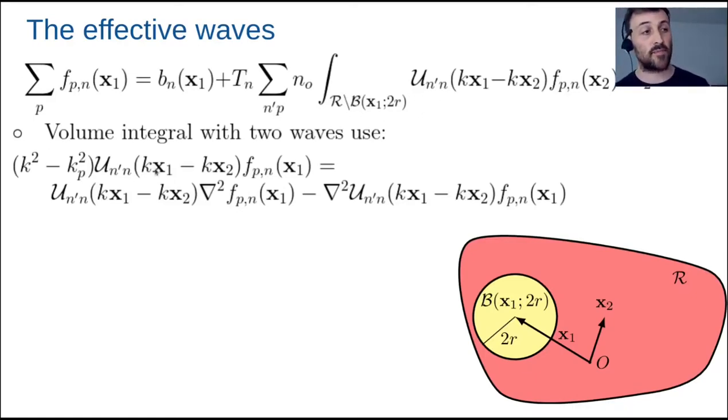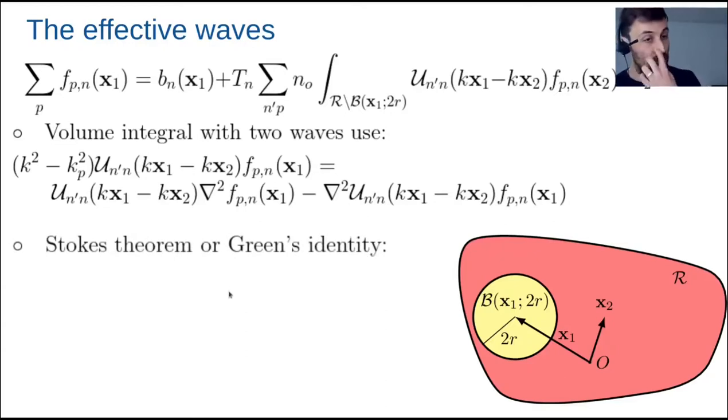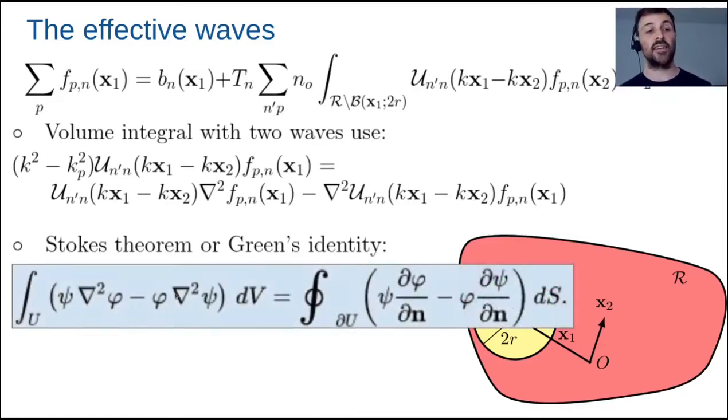You can just use the fact that they both satisfy the wave equation to rewrite them as such. Pause the video if you want to prove that yourself. Then, once you have it in this format, you can apply Stokes' general theorem, or you might know it as Green's second identity, to rewrite a volume integral in terms of a surface integral, as so.